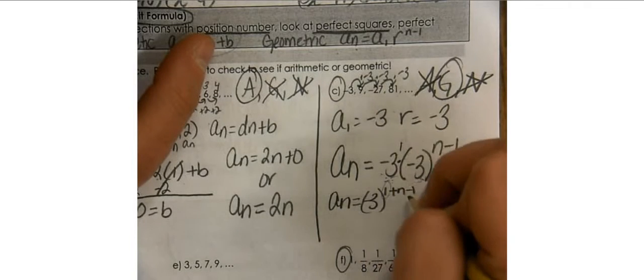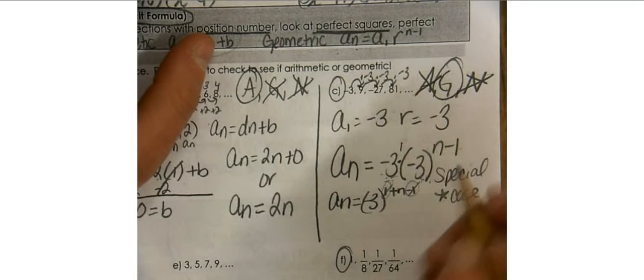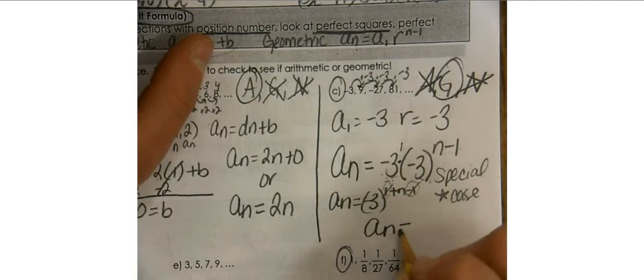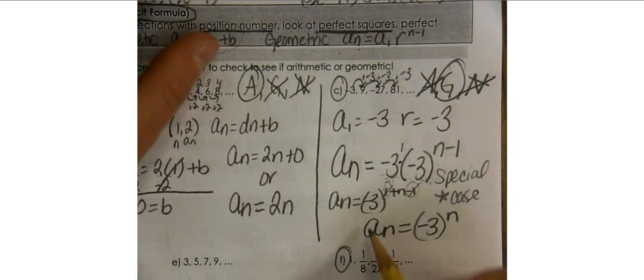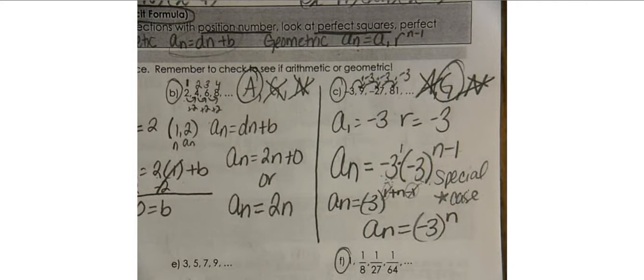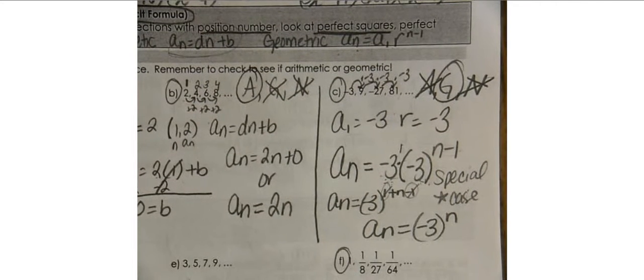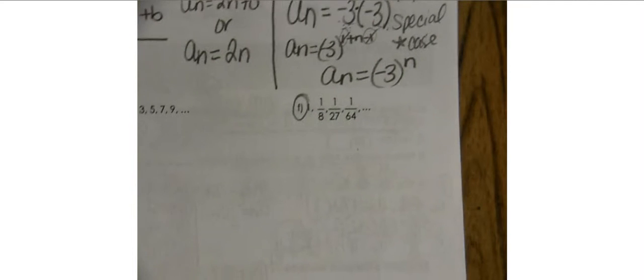1 minus 1 cancels out, so our real answer is A sub n is equal to -3 raised to the nth power. This is a special case. Our geometric sequences will not turn out to be like that every single time. It'll end up being a little bit different and nicer, but I just want to let you be aware of that. So let's go ahead and look at letter F. And that'll be our last example for today.